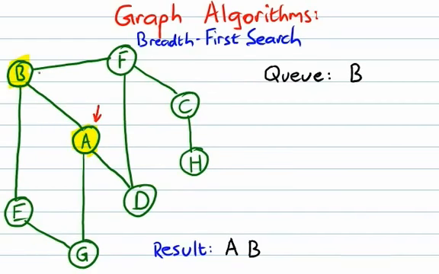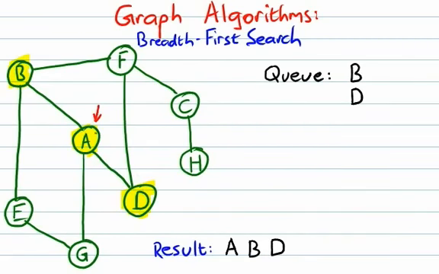But we're not going to move to B. We're still at vertex A. So we're going to continue on from vertex A and take a look at the next vertex that's connected to it alphabetically, which is D. Mark it as visited, and add it to the queue.